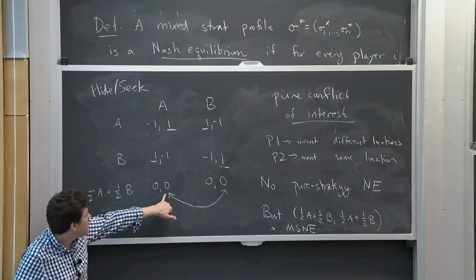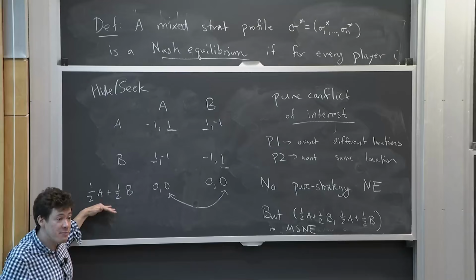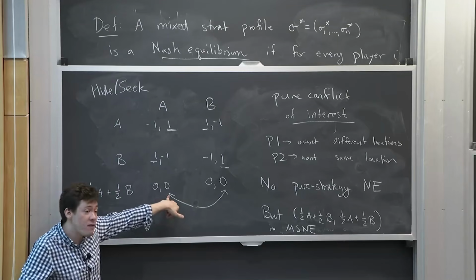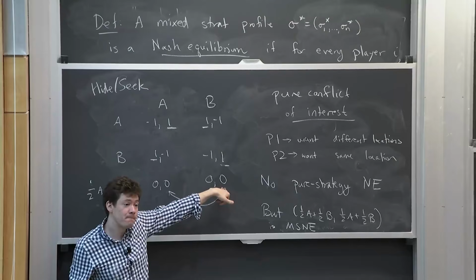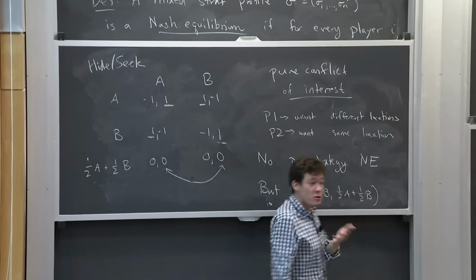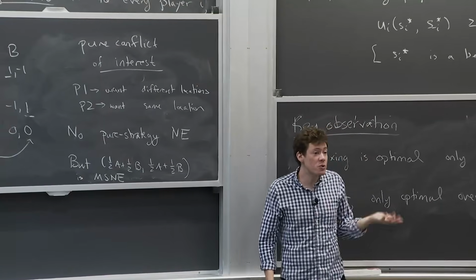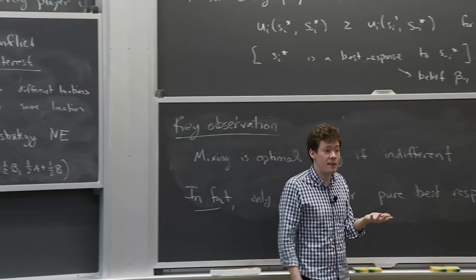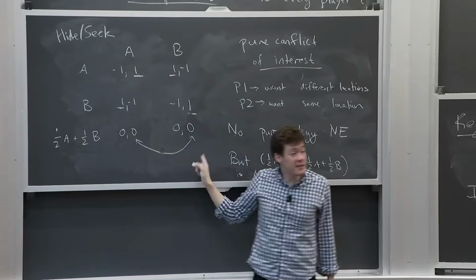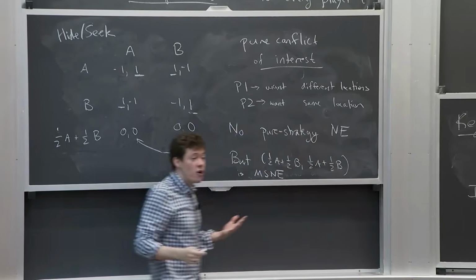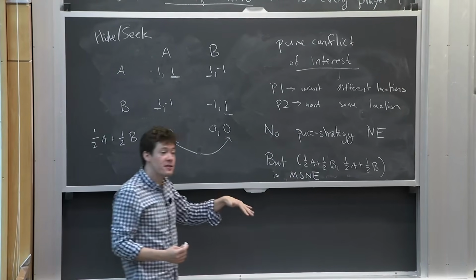So what this tells me is if player 1 plays half A plus half B, then player 2 gets a payoff of 0 if they play A, and a payoff of 0 if they play B. And that means that player 2 is indifferent between A and B, and in fact, A and B are both pure best responses. So if I'm indifferent between A and B, then I'm also willing to mix over A and B, and therefore, it's a best response for player 2 to mix half-half.